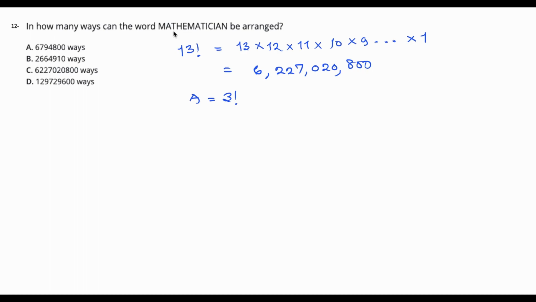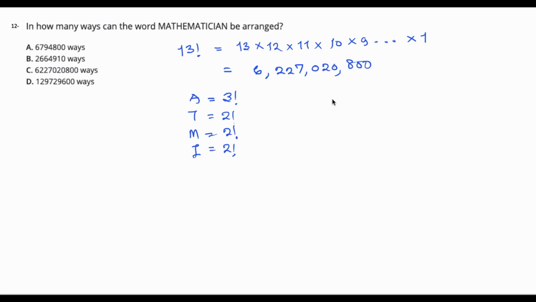The second one we have is T. T repeats itself twice. So we have T 2 factorial number of times. We also have that M repeats itself twice. I didn't say that before. So M also 2 factorial times. And the last one is I. I repeats itself twice as well. So I also 2 factorial times.